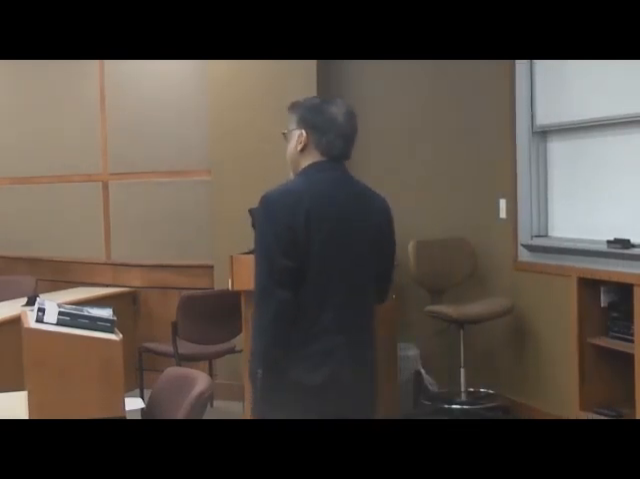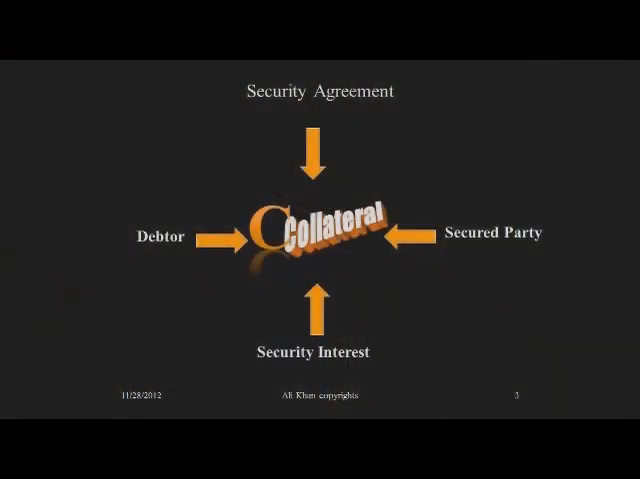You might also keep this idea in mind, that there are three characters, what I call characters, of a secure transaction, without which no secure transaction can come into existence. And these three characters are the debtor, the secured party, and the collateral. Two persons and a piece of property. These three characters must always be present in a secure transaction. You cannot have a secure transaction if any of these three characters is missing. Got to have a secured party, got to have a debtor, got to have collateral.